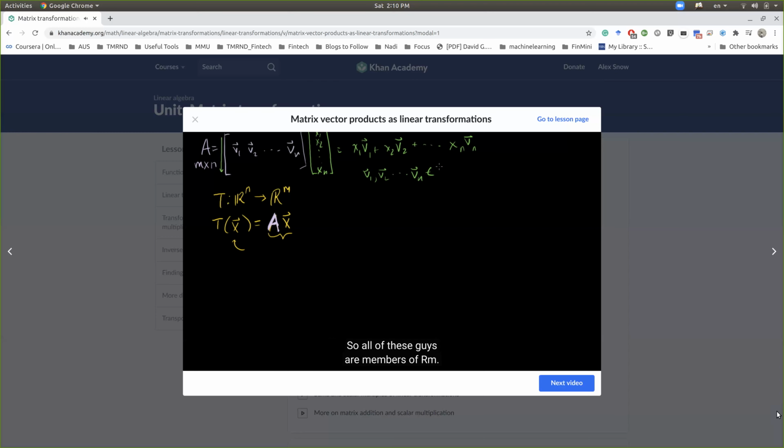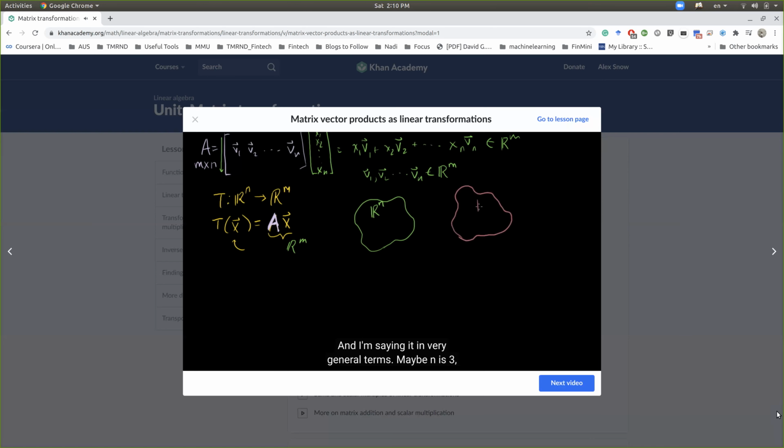So all of these guys are members of Rm. If I just take a linear combination of all of these guys, I'm going to get another member of Rm. So this guy right here is going to be a member of Rm, another vector. So clearly by multiplying my vector x times A, I'm creating a mapping from Rn to Rm.